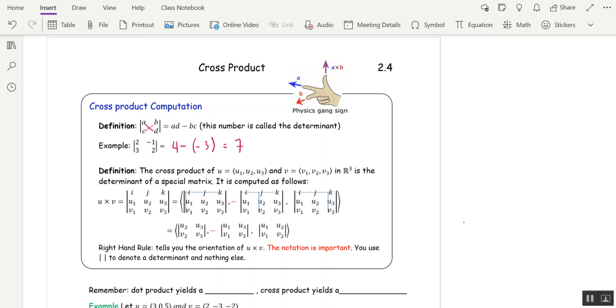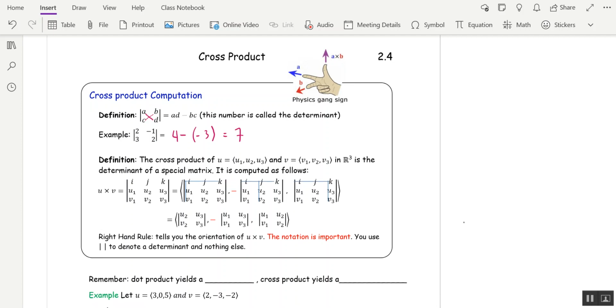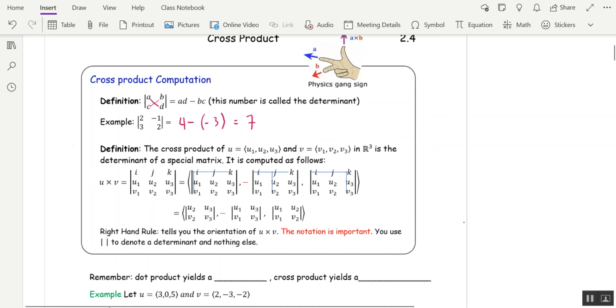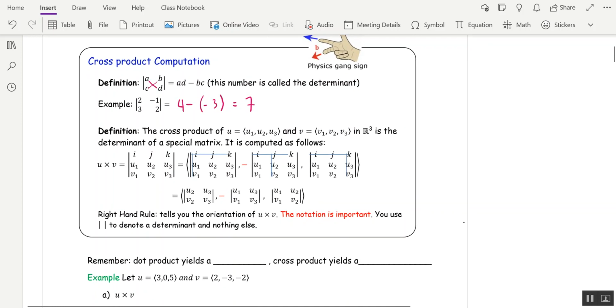Okay, now we're ready to cross two vectors in R3. Cross is not defined in R2, only in R3. So if you have two vectors, u and v, the cross product is the determinant of a special matrix, and here's how you're going to compute it. Now, you're not going to memorize the formula. You're going to memorize the process. This looks pretty busy, but it's pretty straightforward once you do a few of them.